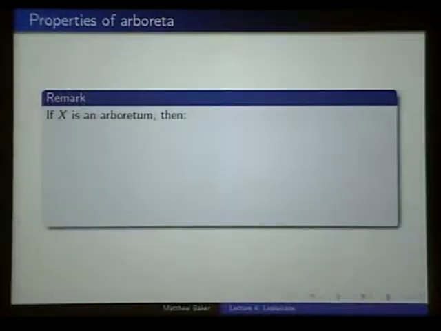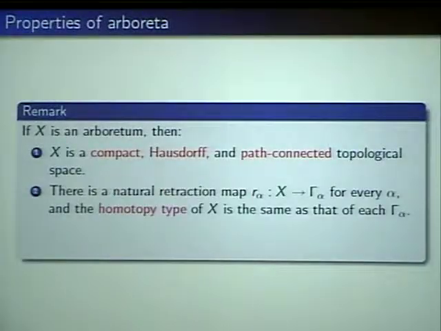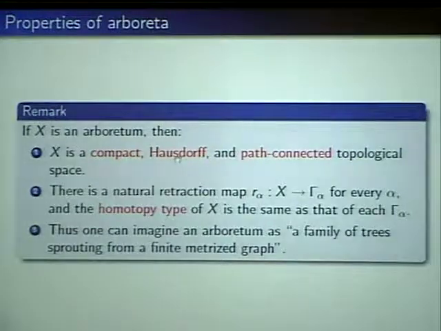So, properties of arboreta. First of all, an arboretum is a compact Hausdorff path-connected topological space. And there's a natural retraction map from the whole arboretum onto each gamma alpha, and the homotopy type of the whole space is the same. So intuitively, we have a family of real trees sprouting from some finite metrized graph, exactly as in the picture of the Tate elliptic curve that I showed before.